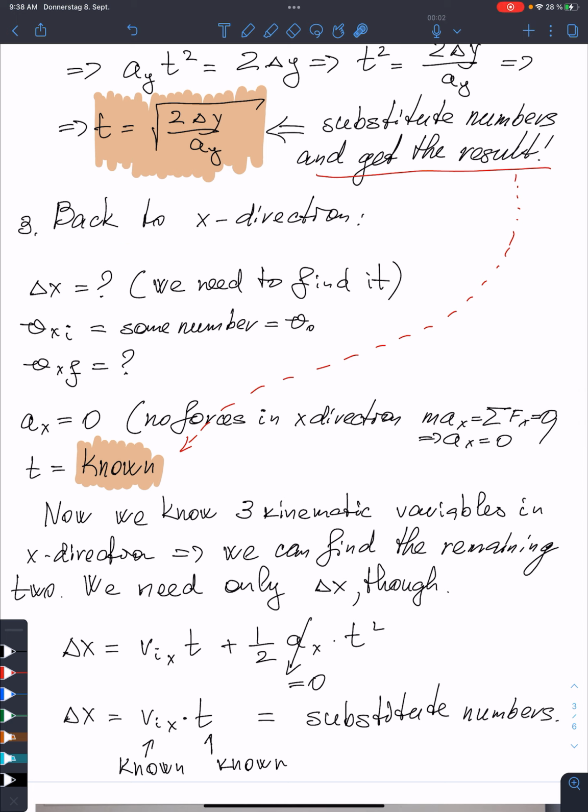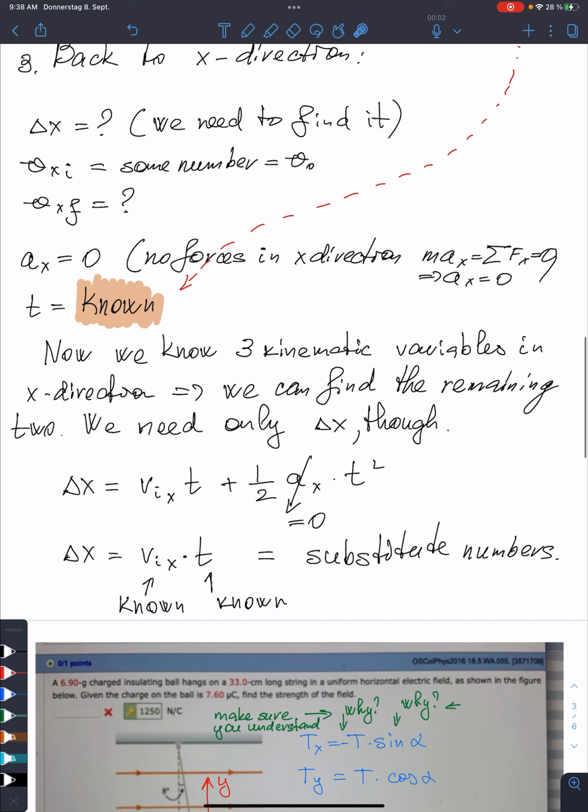Delta x is unknown. The initial velocity in the x direction is known, it's given. The final velocity is unknown. The acceleration is known in the x direction, and time is known. Okay, so we know three variables, these two and this one. Since we know three kinematic variables, we'll be able to solve this problem. So we actually need to find delta x.